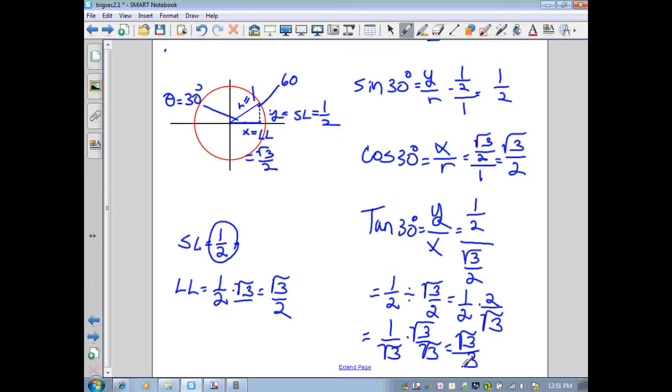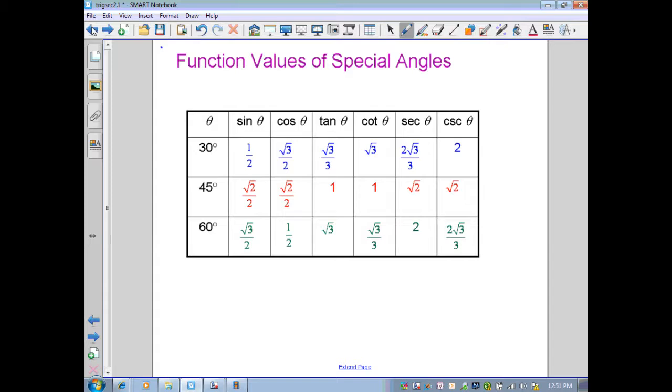So my values: sine of 30 is 1/2, cosine of 30 is the square root of 3 over 2, and tangent of 30 degrees is the square root of 3 over 3. Let's go back to our chart. Here, it shows that the sine of 30 degrees is 1/2, the cosine of 30 degrees is the square root of 3 over 2, and the tangent of 30 degrees is the square root of 3 over 3. I can generate the reciprocal functions just by finding the reciprocals of sine, cosine, and tangent and get the following values.